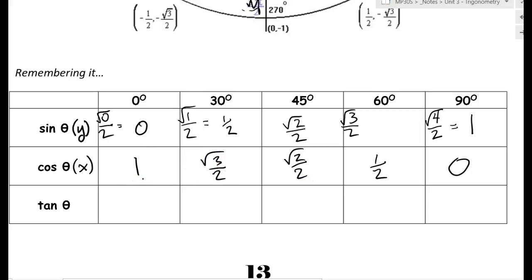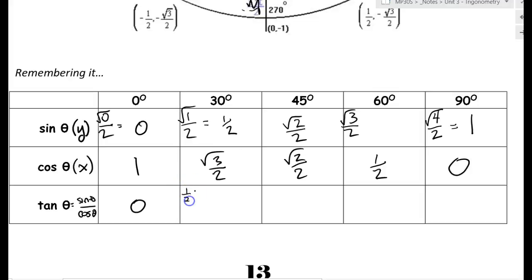And finally, using that rule that we saw way back at the beginning of the lesson, sine theta over cos theta is tangent. And so 0 divided by 1 is 0. A half divided by root 3 over 2. That takes a little bit of mathing.